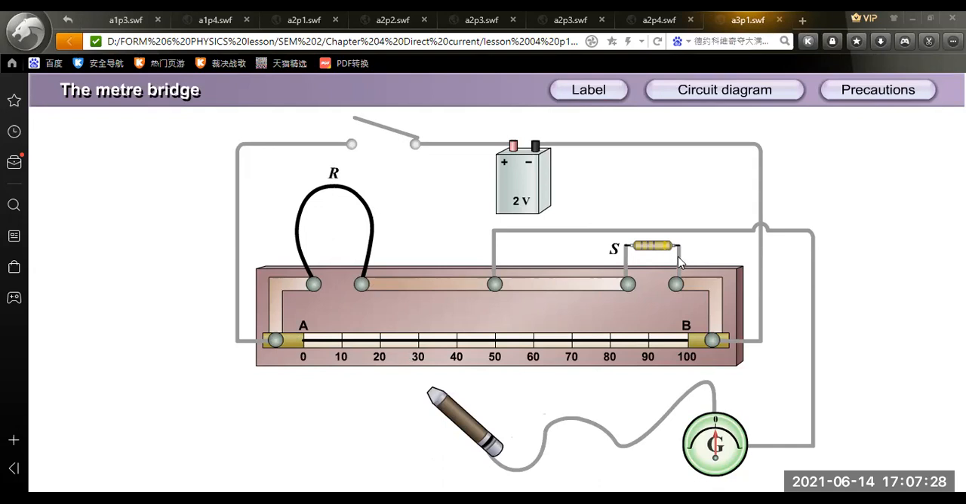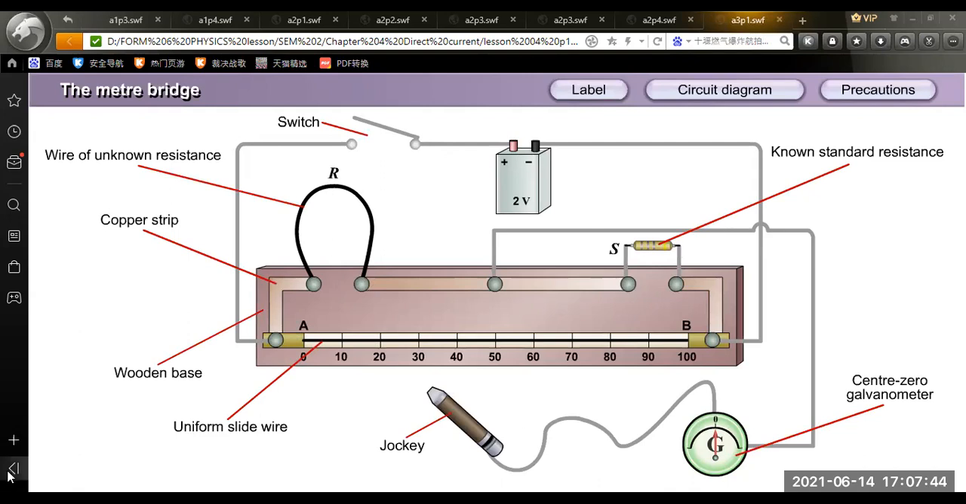Okay, just now we had 4 resistors, right? So here we have R and S, still the R and S. Now the P and Q, that means at any point it will be P and Q. First, we notice that here is the wooden base. This structure is almost equal to the potentiometer.